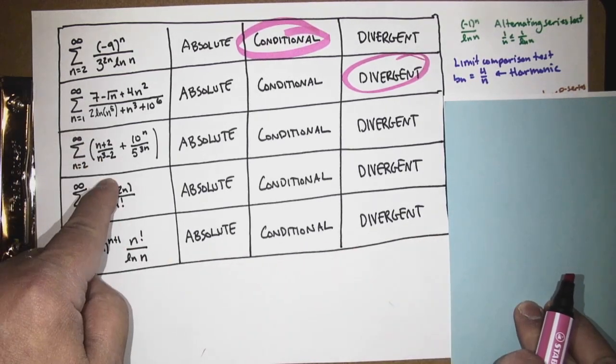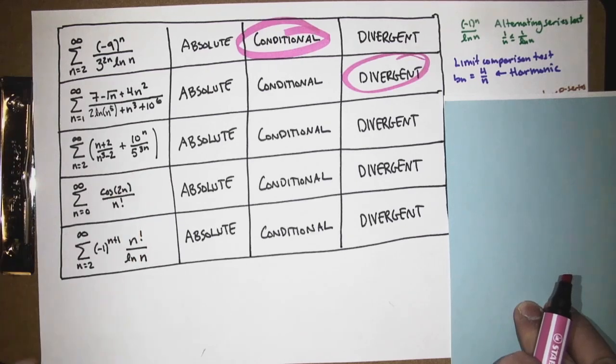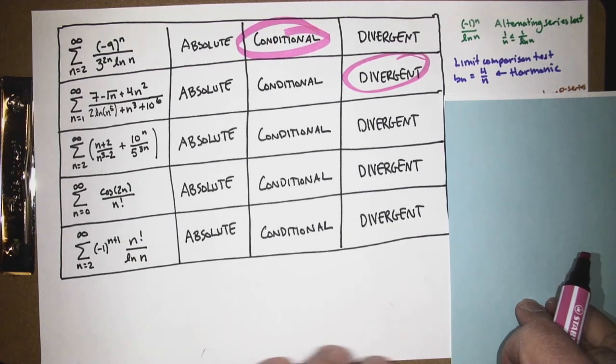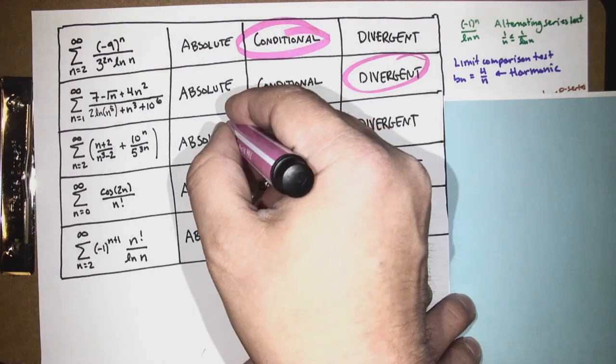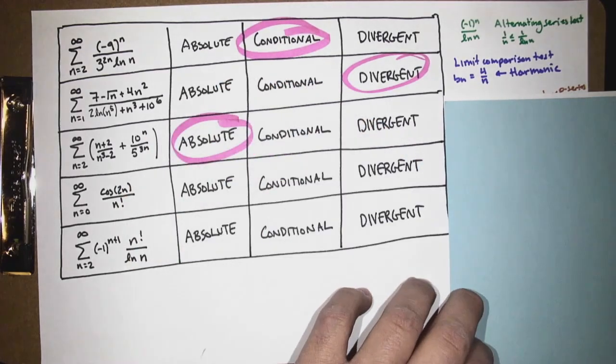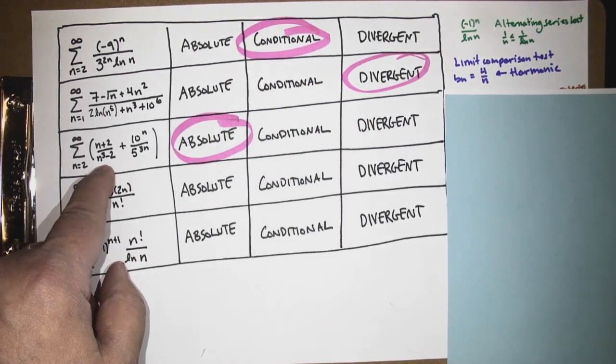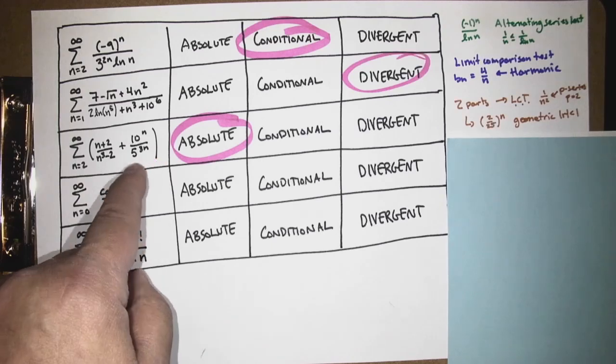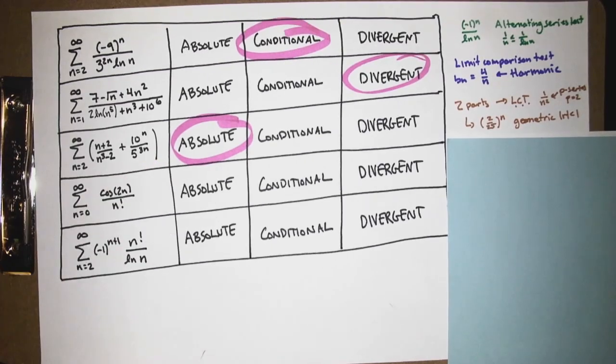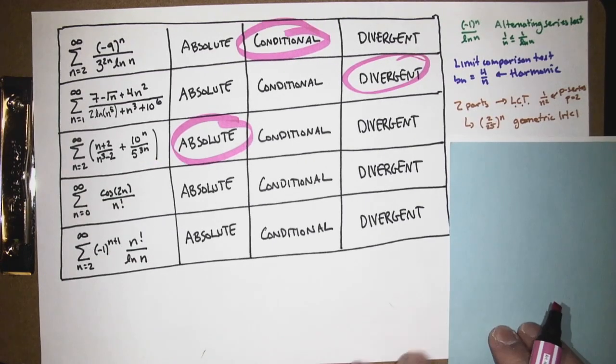Okay, next one. N plus 2 over n cubed minus 2 plus 10 to the n over 5 to the 3n. Absolute, conditional, or divergent? It's absolute. Both pieces are behaving nicely. This looks like a p-series, 1 over n squared, and the other one looks like a geometric, which has a term smaller than 1.